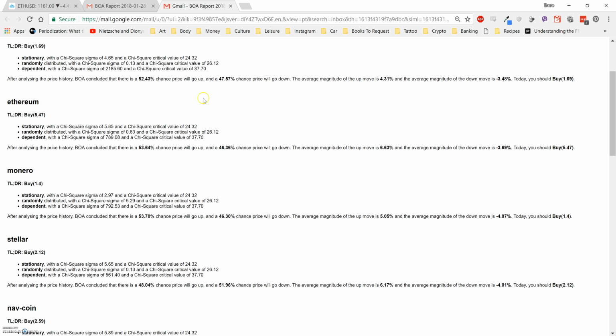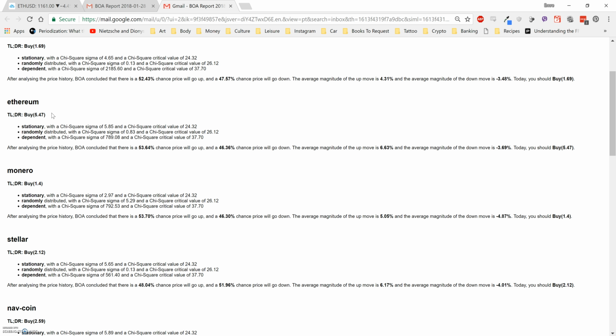So after that, you're going to have some of the more gritty statistical detail right here: stationarity, randomness, and independence. And those are three statistical properties that we need to monitor for anything that we want to trade. Let me just get this out of the way right now. If this ever says not stationary, or the TLDR says not stationary, do not trade that coin.